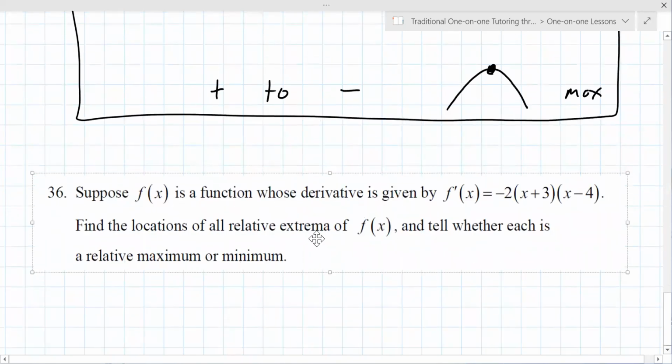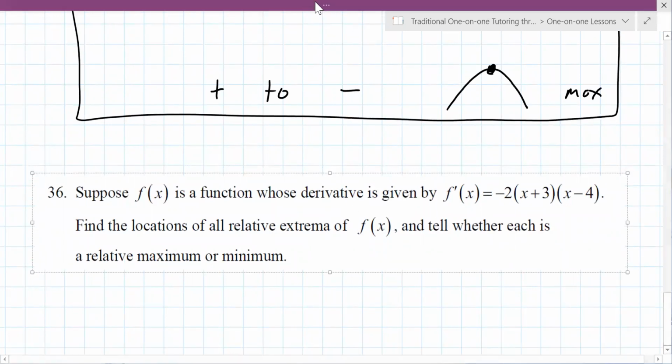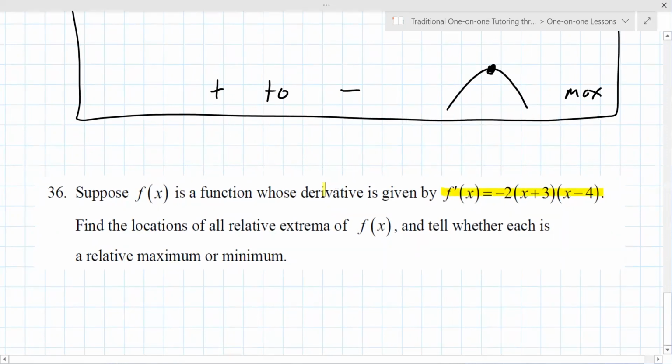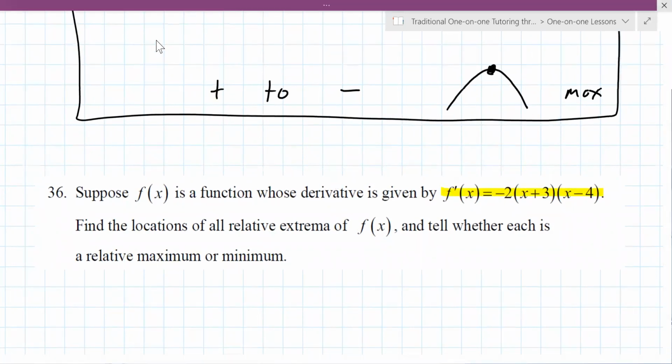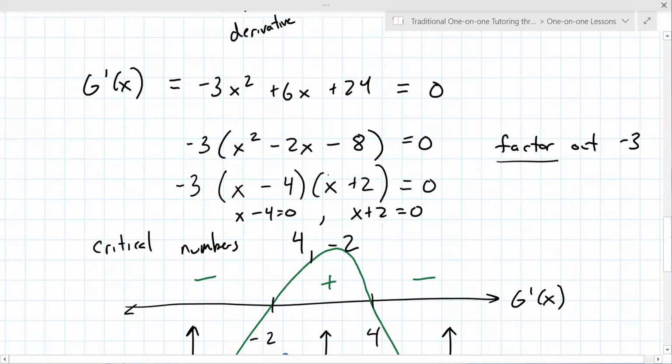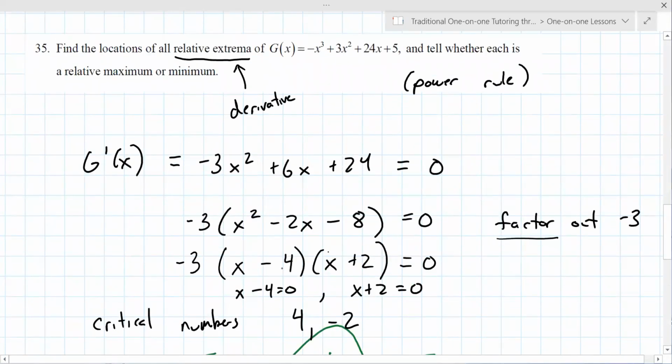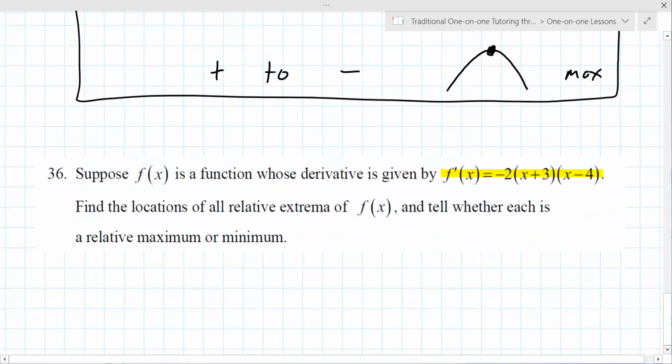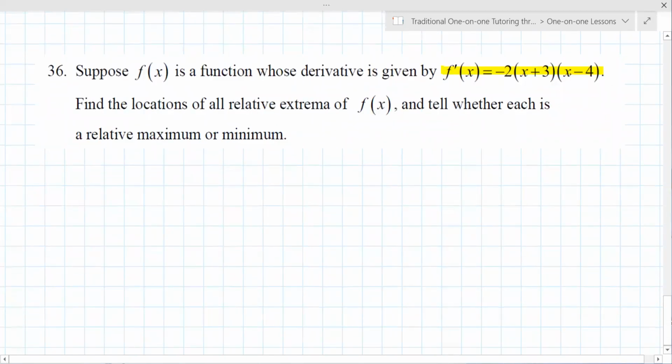All right, so 36 here. Notice that they're giving you the derivative here. This is important because you're starting at this step right here. You don't have to take the derivative. You already dealt with the derivative. This is really wonderful because you can already tell me the critical points. The critical points occur when x plus 3 equals 0 and when x minus 4 equals 0.